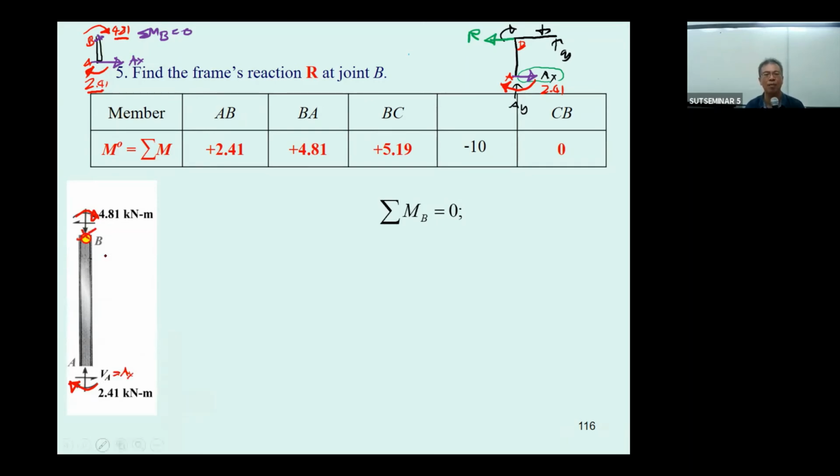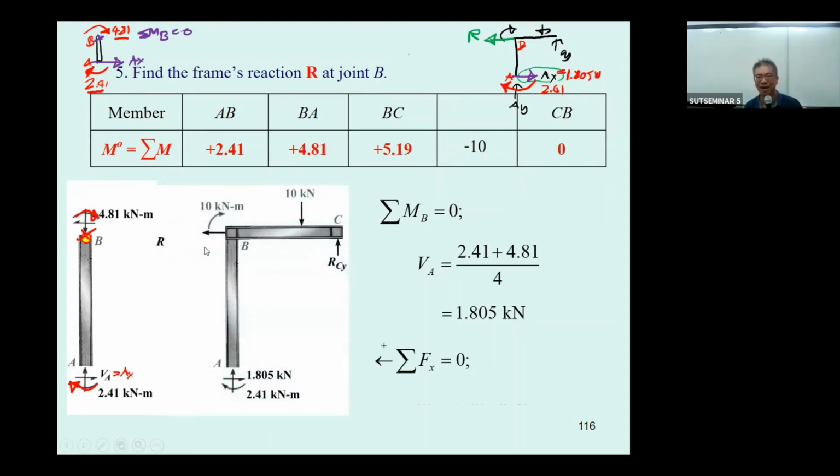You take moment about here, we have this one 4 times A sub X equal to the moment. So you got this one for 1.805 kilonewton. So the R, okay, you can see we can determine the R easily. Summation F sub x equal to 0, sorry. The R is going to be 1.805. That is the force that's required to hold the frame, to prevent the frame from the sidesway.